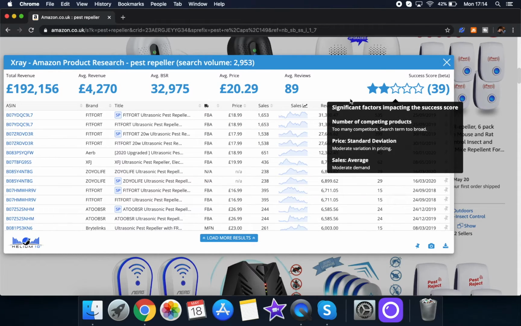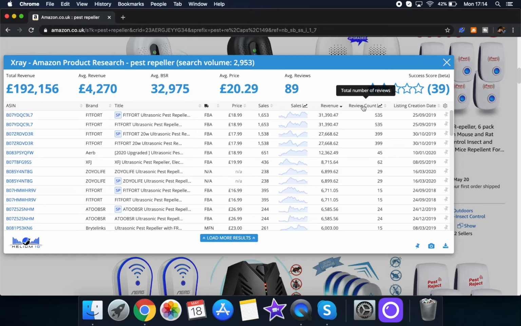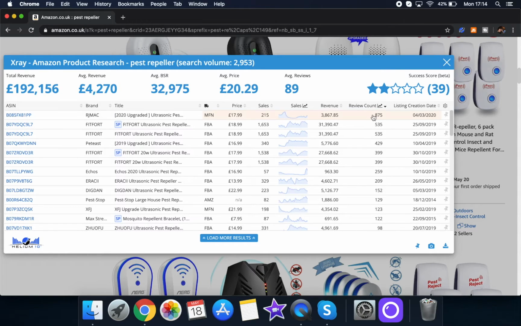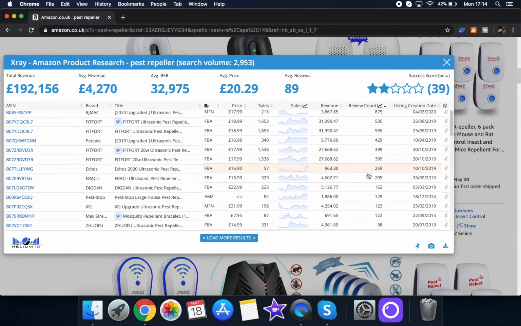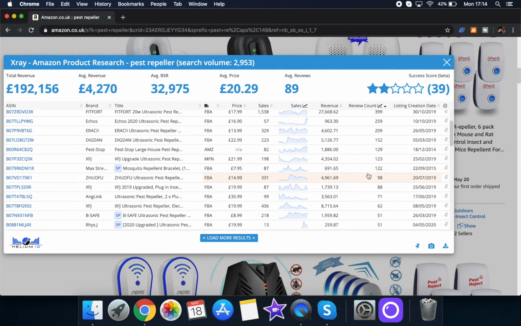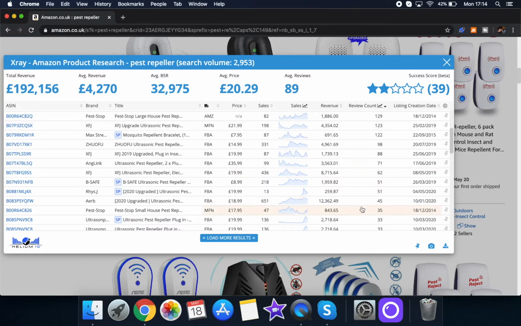This is the amount of reviews that these particular products have. So if we sort it by review count, we can see that there are products that have over 500 reviews for this particular niche. That means that these products have probably been here for quite some time. You can see it was listed in September 2019, and they managed to accumulate 535 reviews. So a lot of these products will have quite a lot of brand recognition, and it might be a little bit difficult to compete with these in this particular niche if you decided to bring out your own pest repeller.